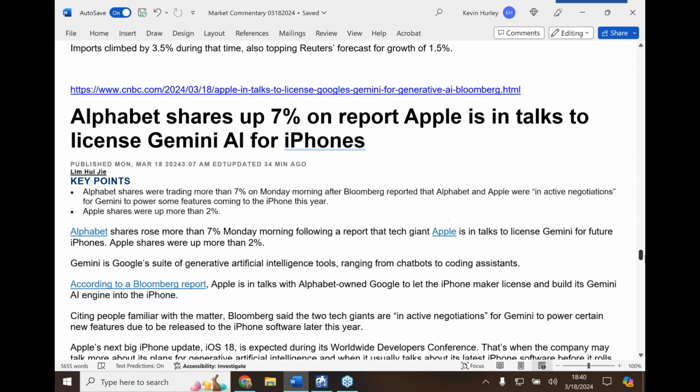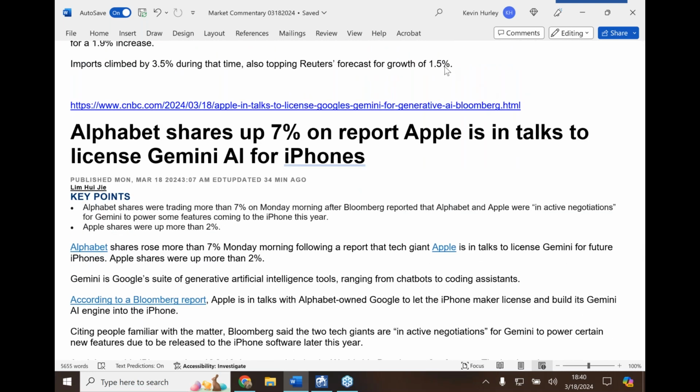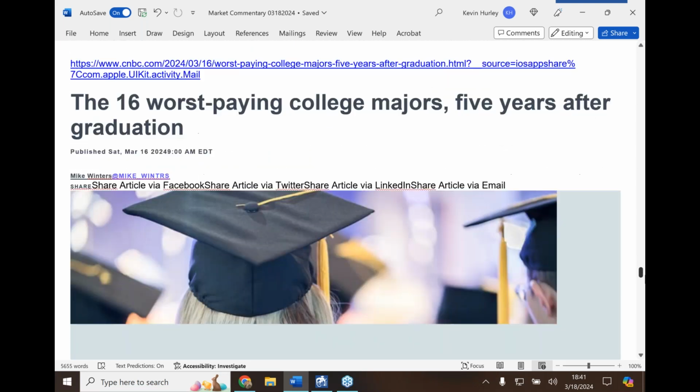Please read through the article. Alphabet shares up 7% on Apple being in talks to license Gemini AI for all iPhones. It's really a way for them to play nice, to not have to pay the $2 billion to Europe, where they're now going to say, hey, we're letting other things into our iPhone. Watch it really slow down Apple and screw up their iOS system. They should just stick to their guns and tell the European Union tough, but they don't have the you-know-what to do that.